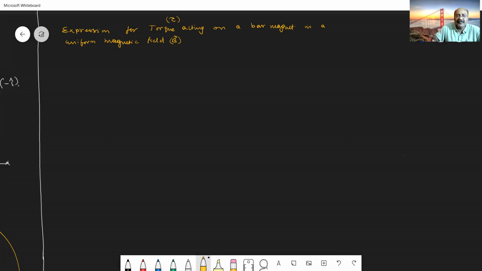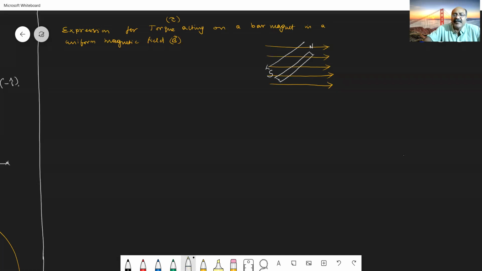So how to proceed? Let us consider a diagram. I am taking a uniform magnetic field. As you know, a uniform magnetic field is represented by drawing parallel lines. Inside this uniform magnetic field, let us place a bar magnet. The bar magnet has two poles, the south pole at one end and the north pole at the other end. The distance between the two poles, or length of the magnet, is taken to be 2L.